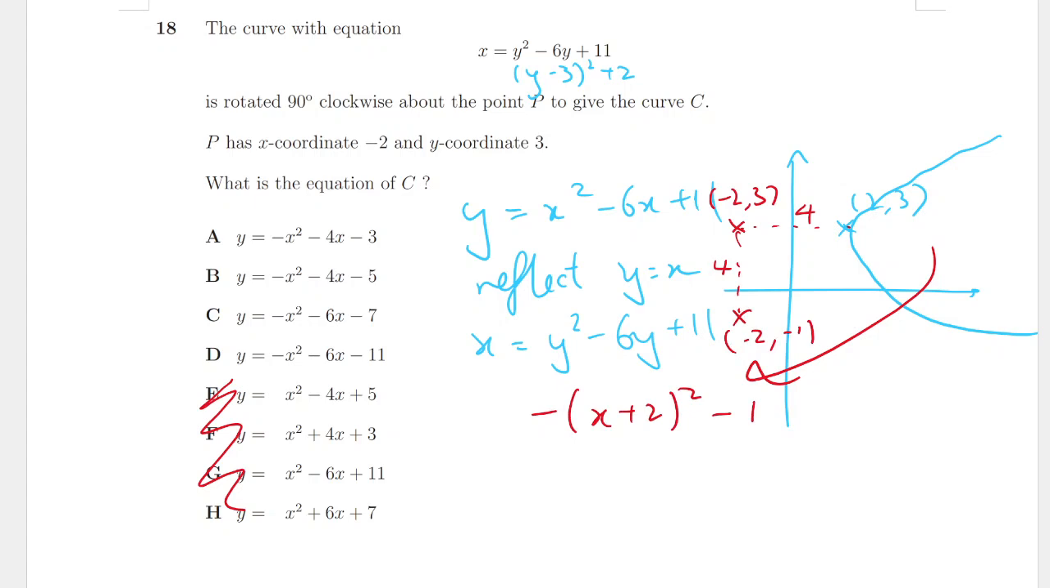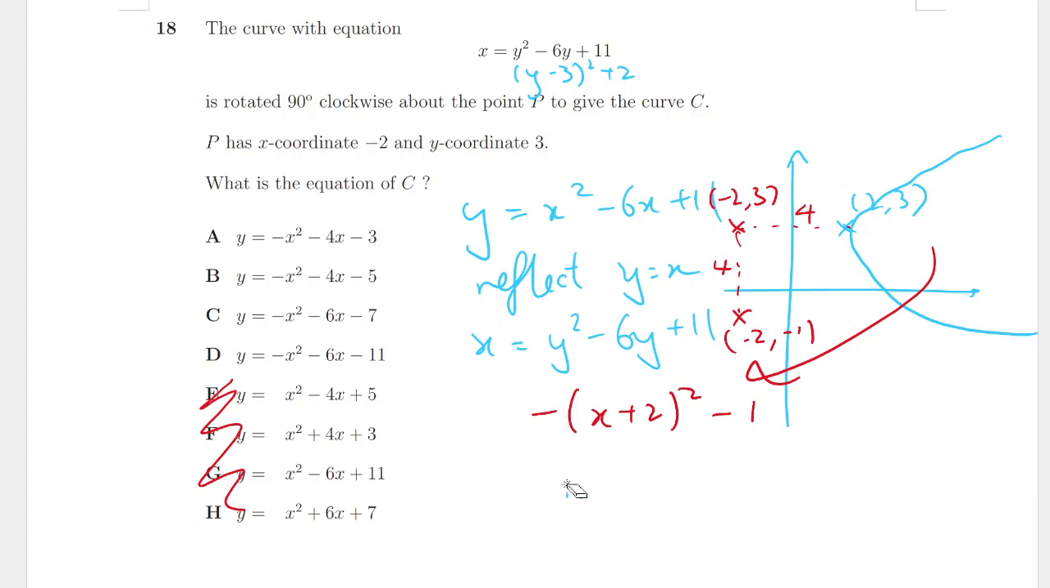You might ask me, why is there no number in front here? How do I know there's no number? Because a rotation doesn't enlarge the quadratic. Originally, the quadratic did not have a coefficient in front of it, so after rotation, it still has no coefficient.